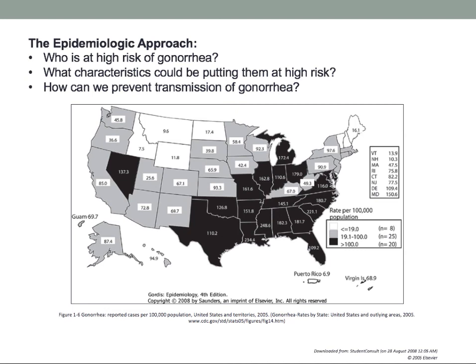And as you can see from the map, the darker regions, right? So the southern states tend to be heavily impacted by gonorrhea. So the question is, well, why is that? How do those states differ from California, for example? This is food for thought.